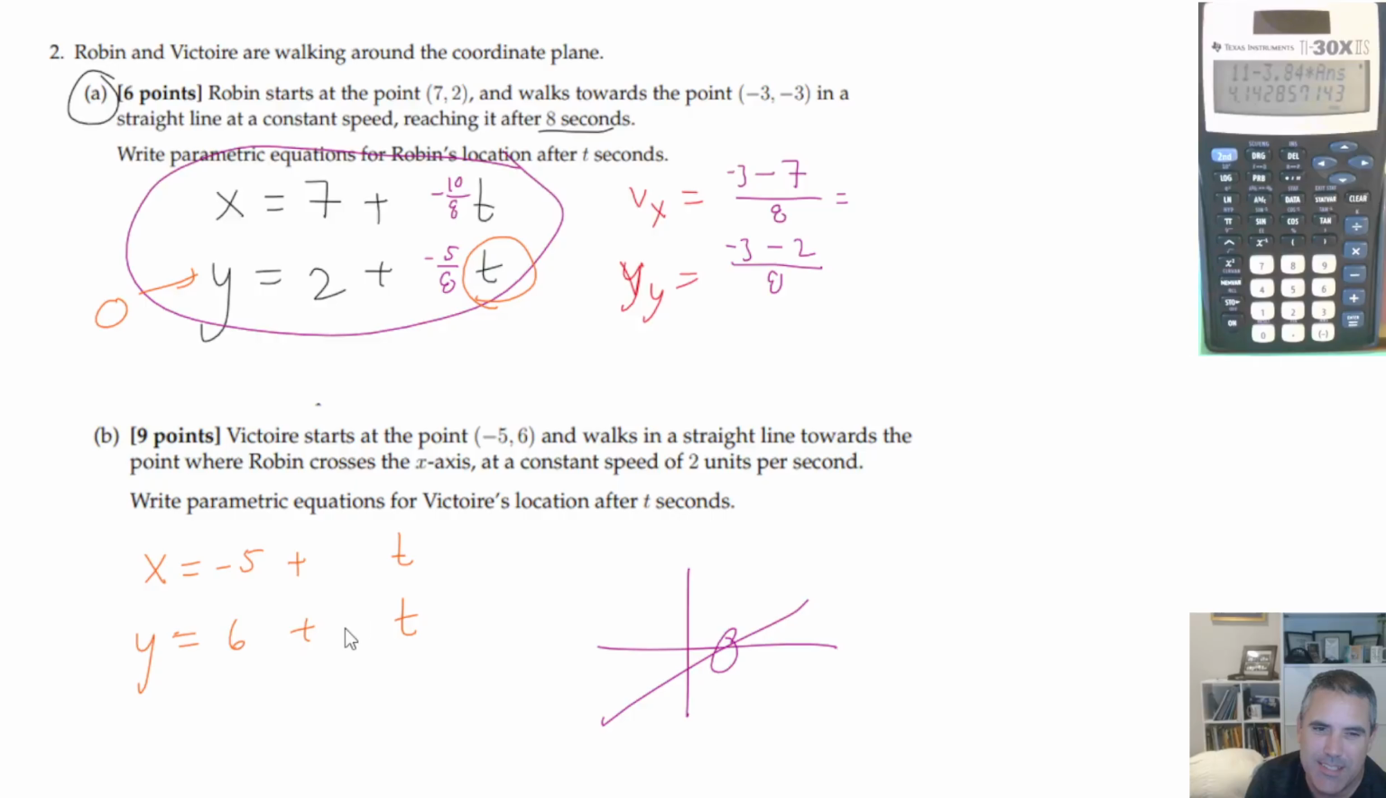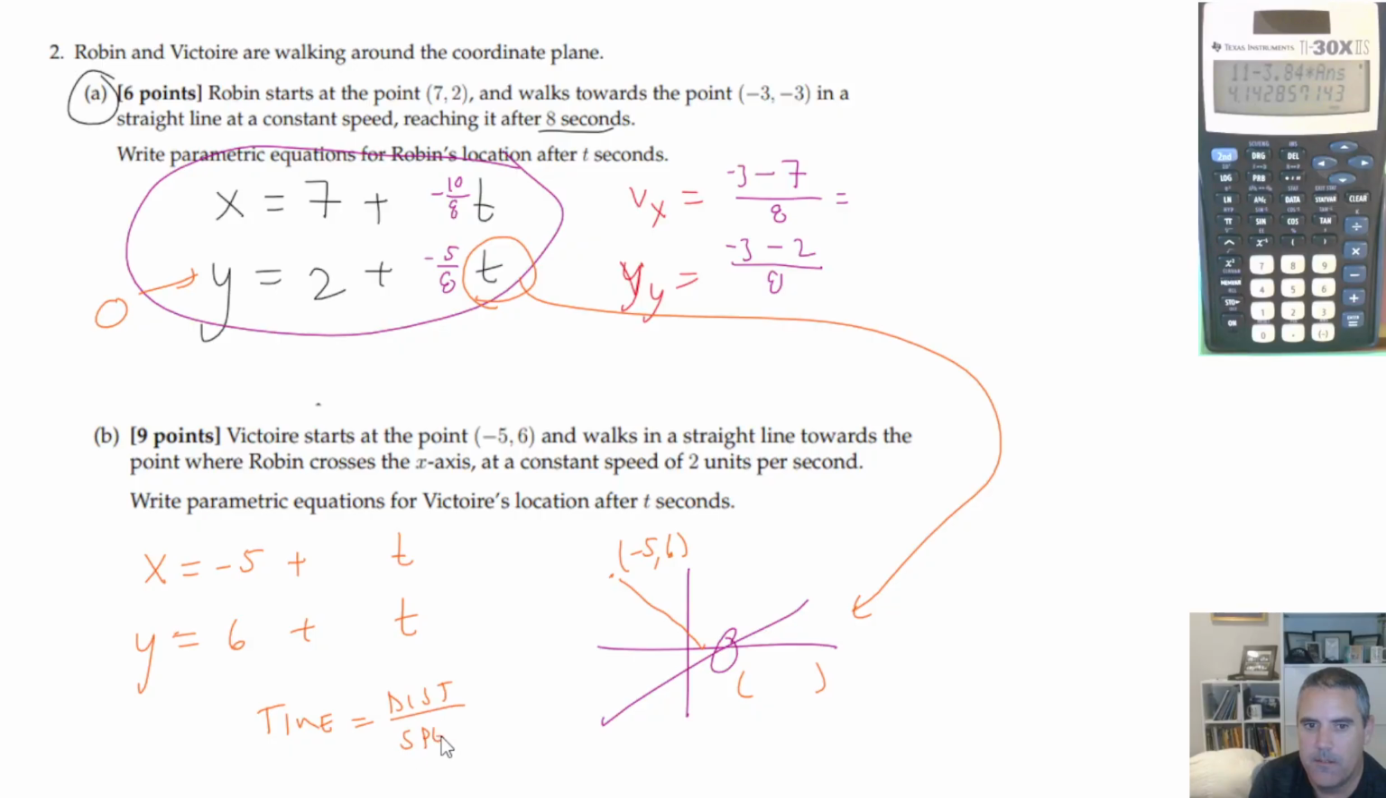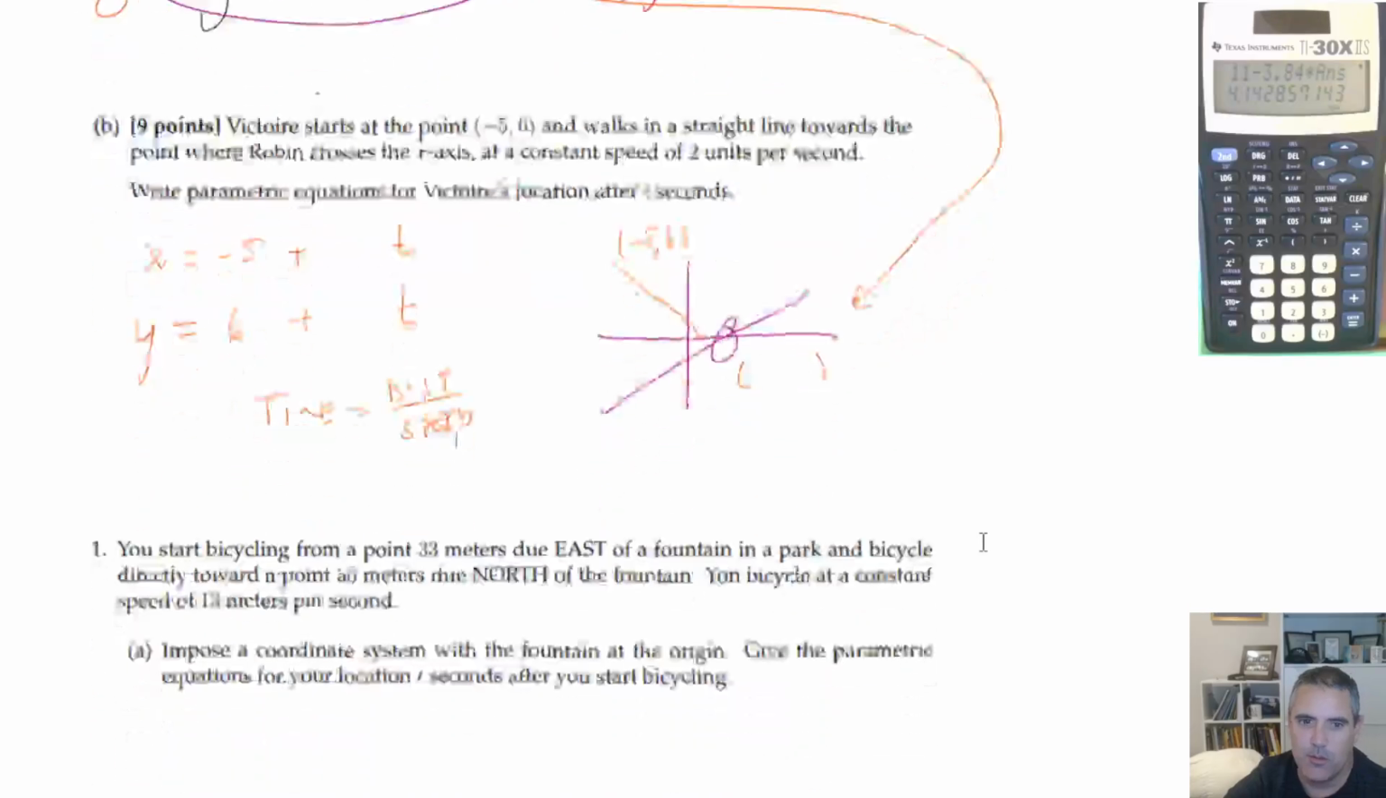Oh, so we're going to need the time it took her to get there, knowing that she went from -5, 6 to this point we'll have just found in the previous part, and knowing that she's going 2 units per second. So you'll have to do time is distance over speed. Okay. So I'm going to leave that. You can check the solutions for more details.